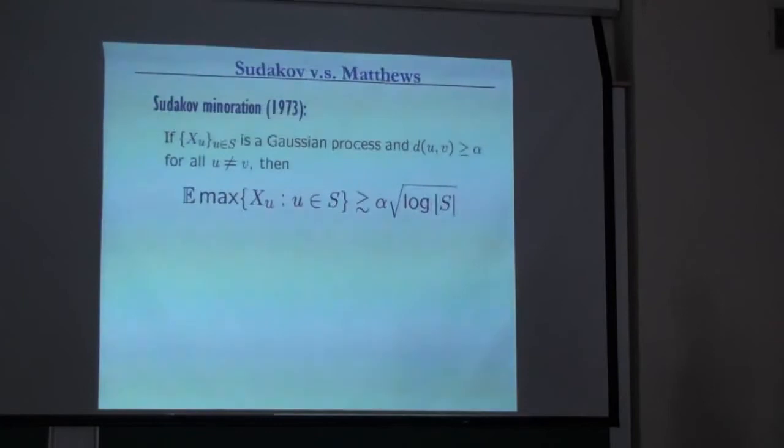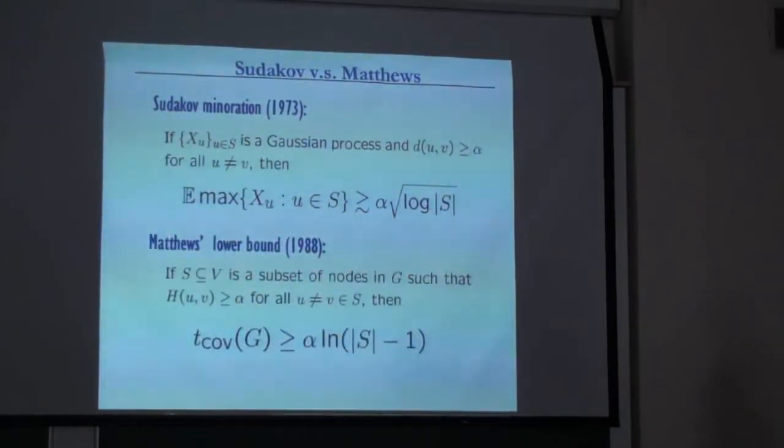Okay. Now I told you about Sudakov minoration, going back to 1973. Matthews' lower bound in 88 is essentially the same up to the squaring. So you see that you get a bound which involves here the square root of the log, here the log. And this corresponds to the cover time, which, remember, is related to the square of the Gaussian free field.